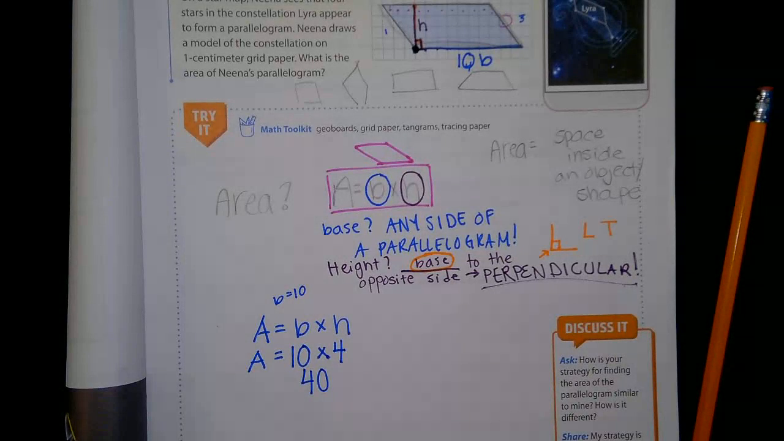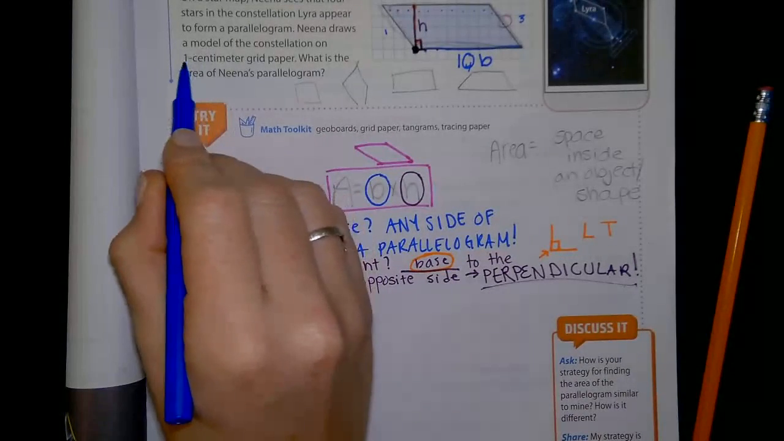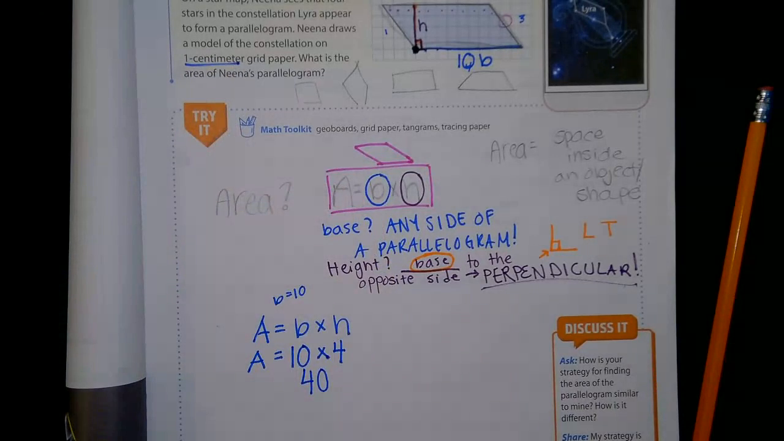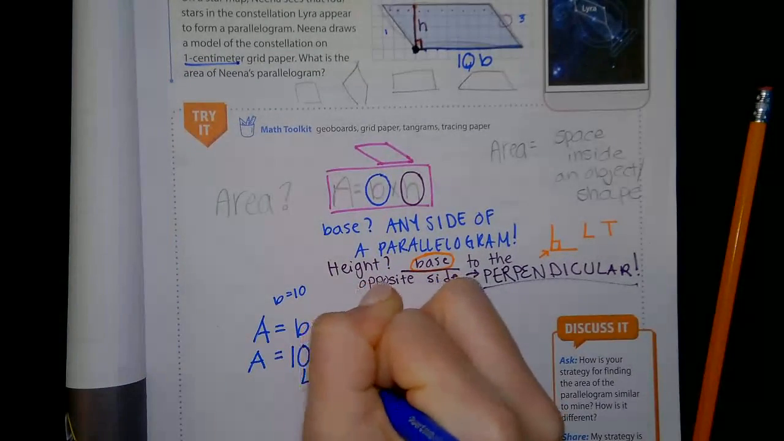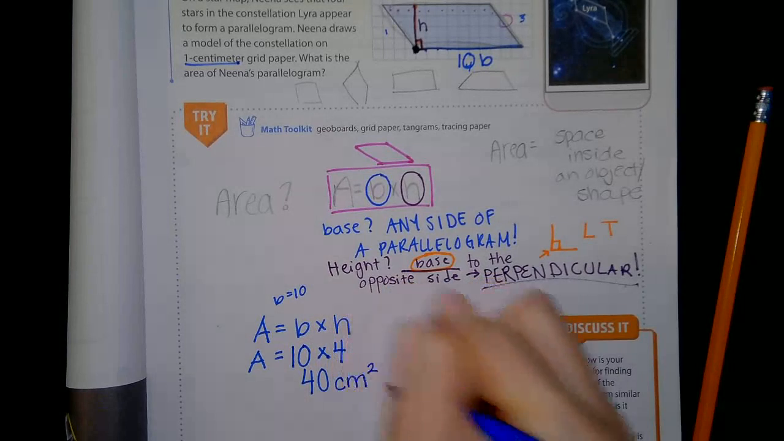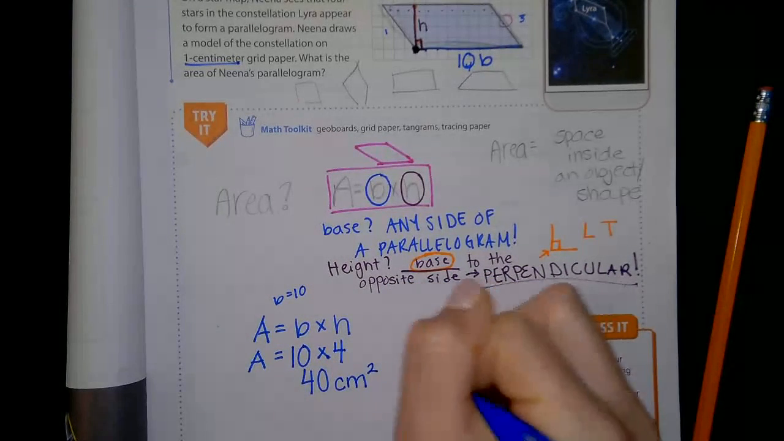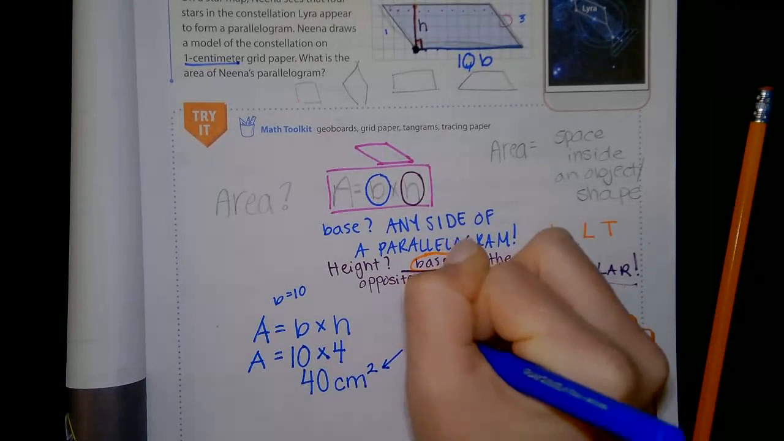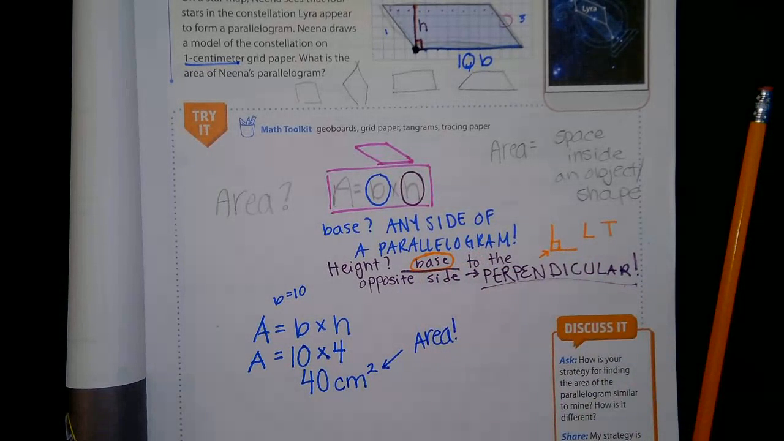I have my answer. Now, what's important? It's important that we're talking about centimeters. So my answer is 40 centimeters squared. We're squaring because we're talking about area.